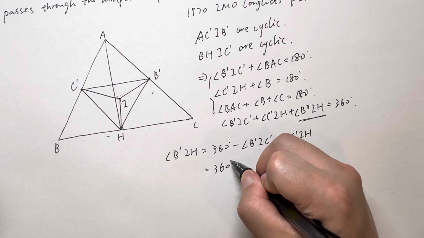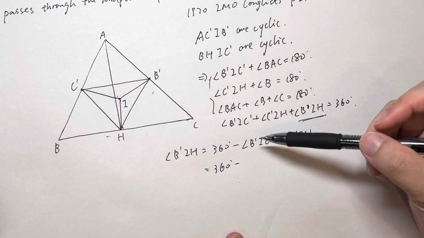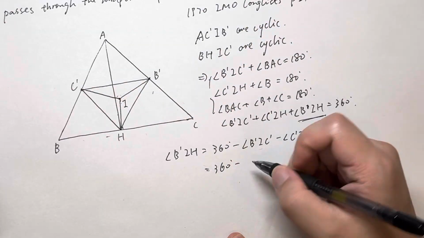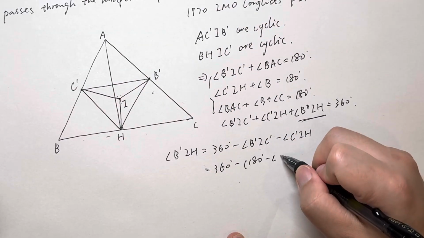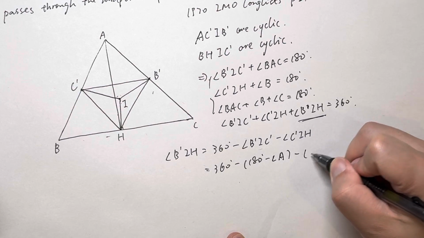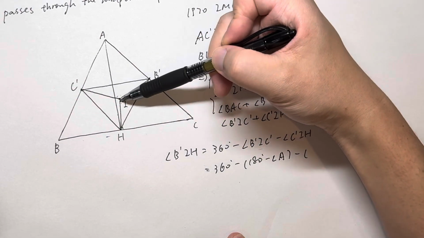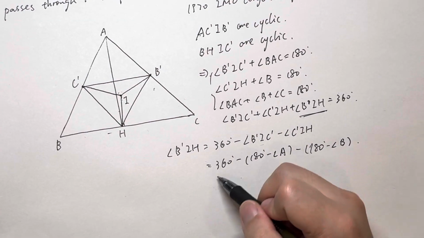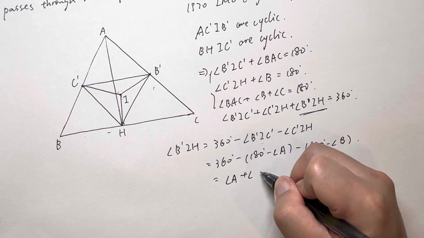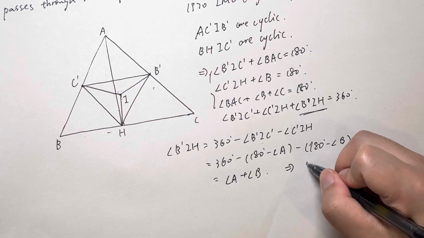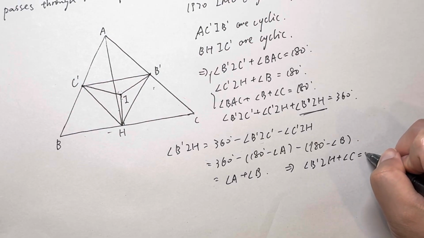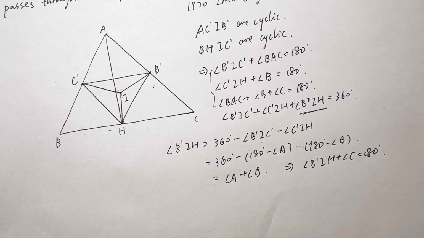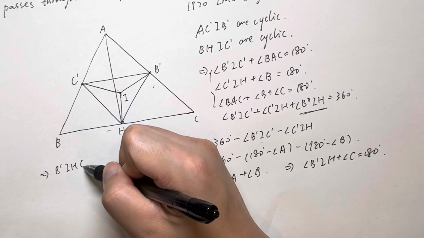Which equals 360 minus angle B'IC', that is 180 degrees minus angle A, and minus angle C'IH, that is 180 degrees minus angle B, which we can get equals angle A plus angle B. Which means angle B'IH plus angle C equals 180 degrees, which means B', I, H, C are cyclic. So we get B'IHC are cyclic.